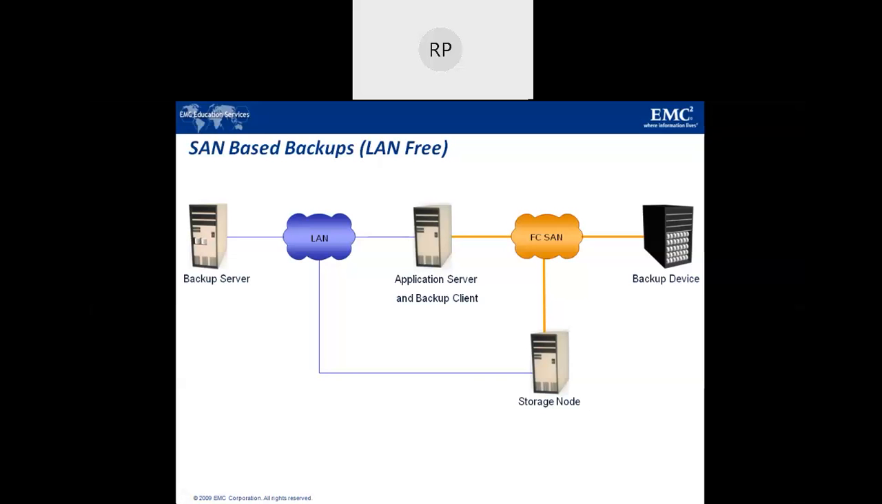In this case, the backup device and the clients are attached to the SAN, not to the LAN. The backup device and the clients are going to be attached to the SAN. Here you can see FC SAN. Now the backup device, the application server and the storage node are connected to this FC SAN network, that is Fibre Channel SAN network.